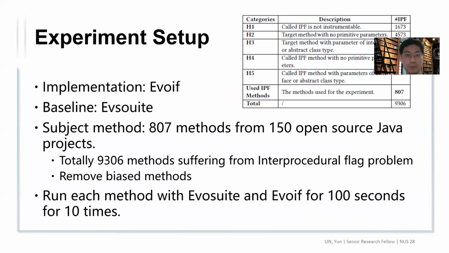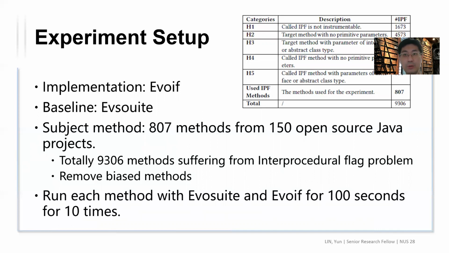We implement our approach on top of the EvoSuite framework. We name it EvoSuite for Interprocedural Flag. In our experiment, we compared our approach with EvoSuite as the baseline. We selected 807 Java methods from 150 open source projects. From those projects, there are 9.3K methods suffering from interprocedural flag problems.